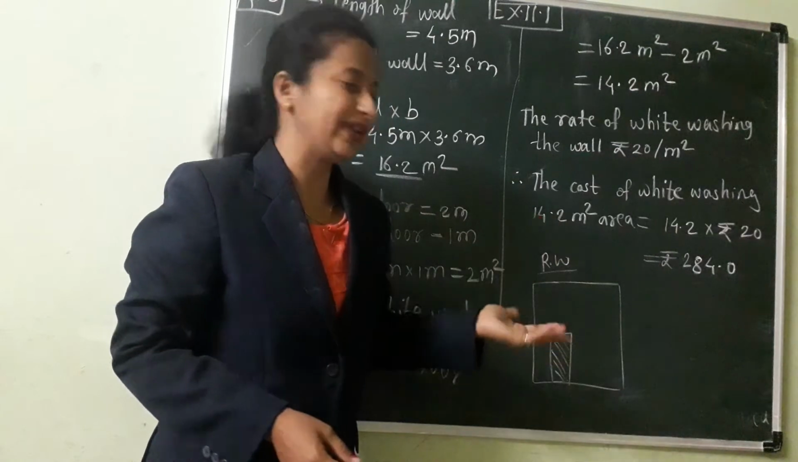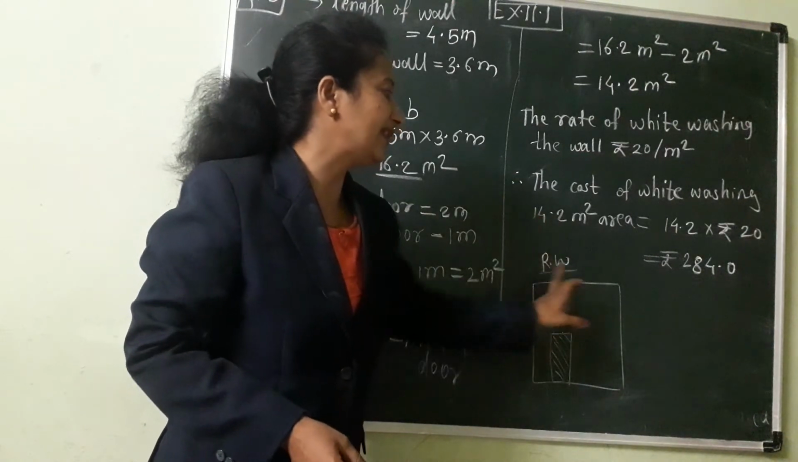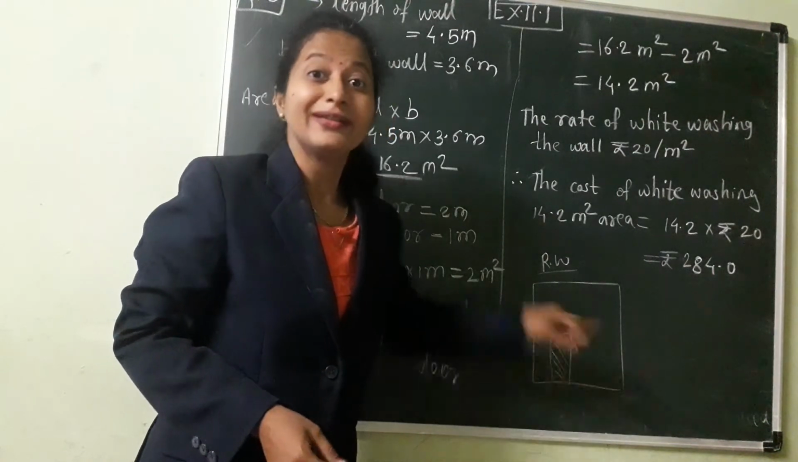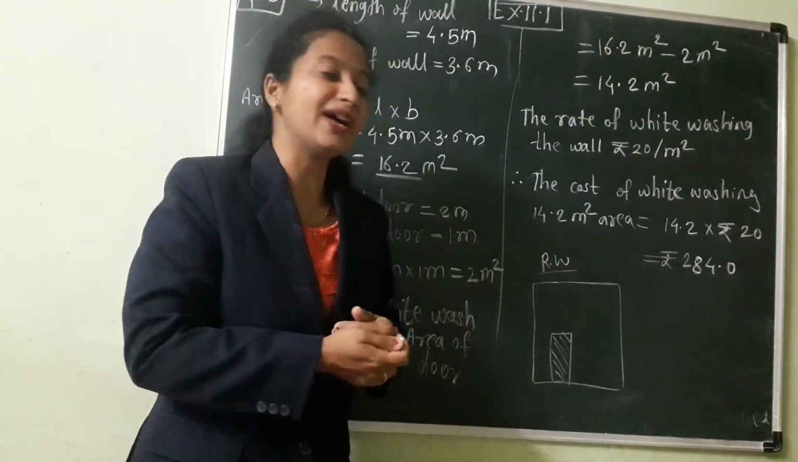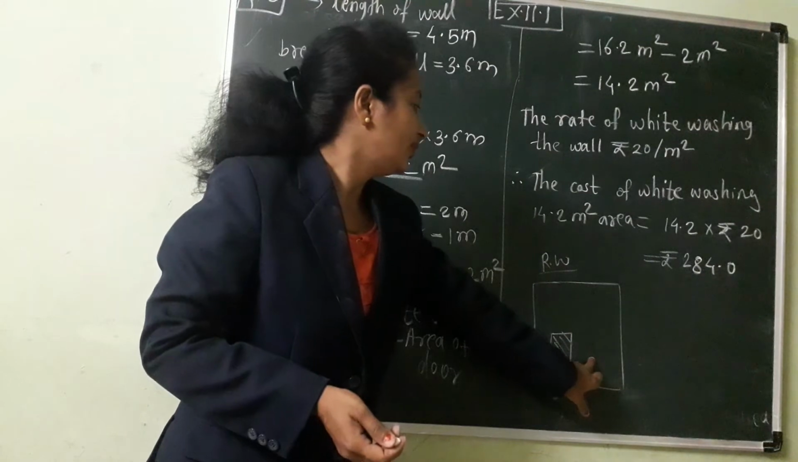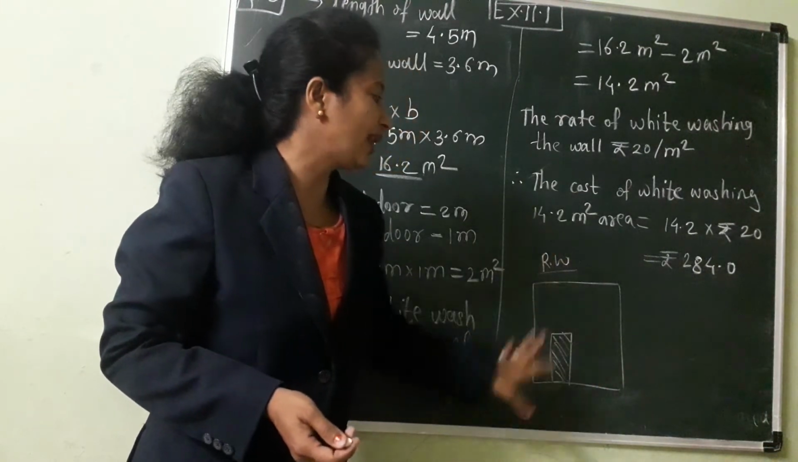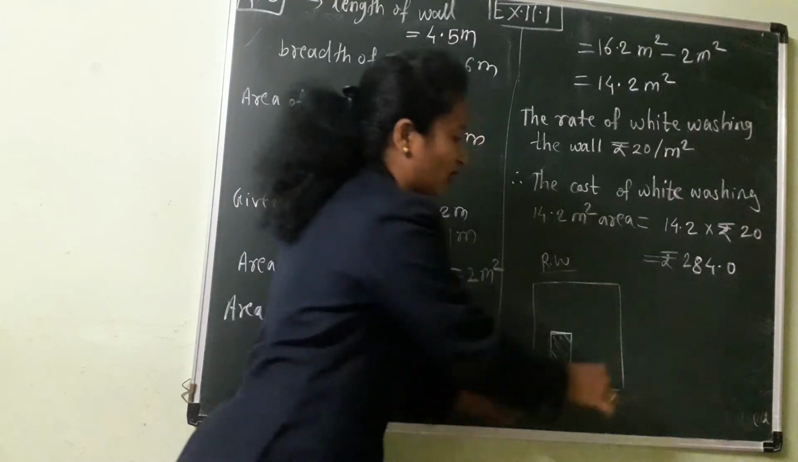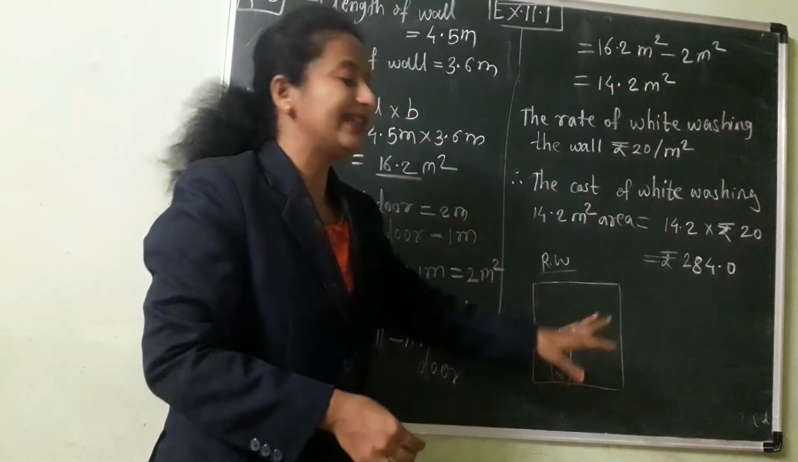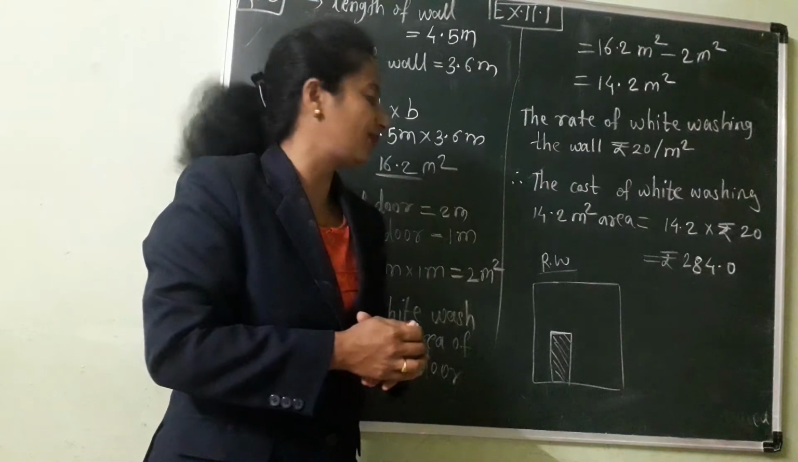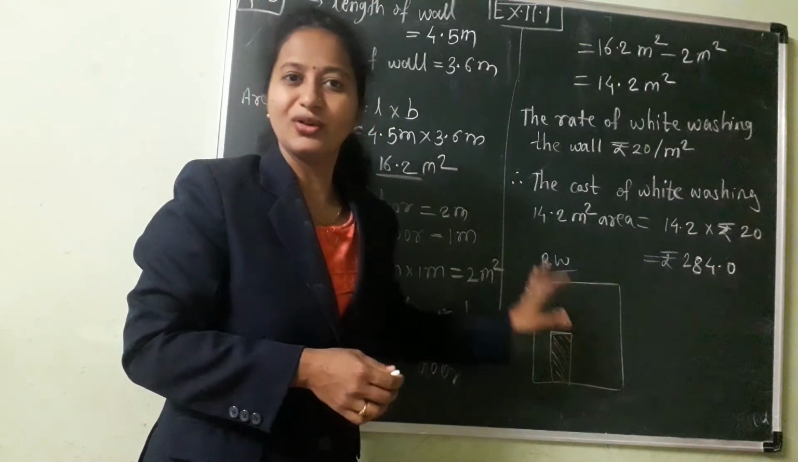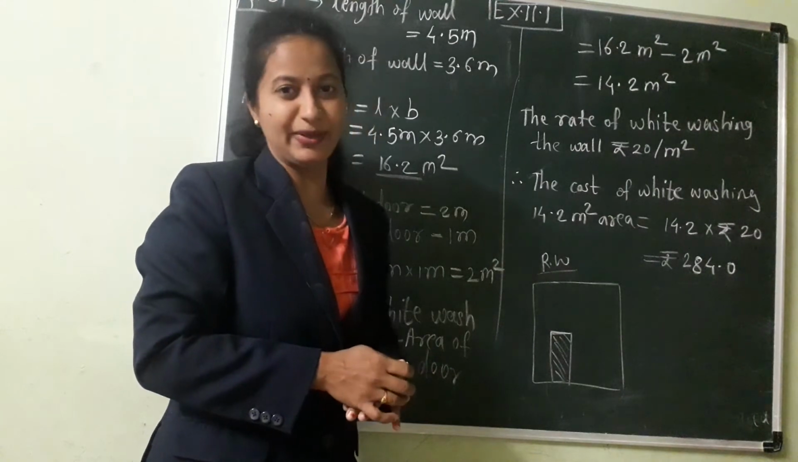So what we have to do here, first we need to find the area of this wall, right, and then the area of this door. Then we have to find the area for the whitewash. So we have to subtract this much area of the door from this total area. And then finally we have to find the cost of whitewash for this area. The cost is given, rupees 20 per meter square.